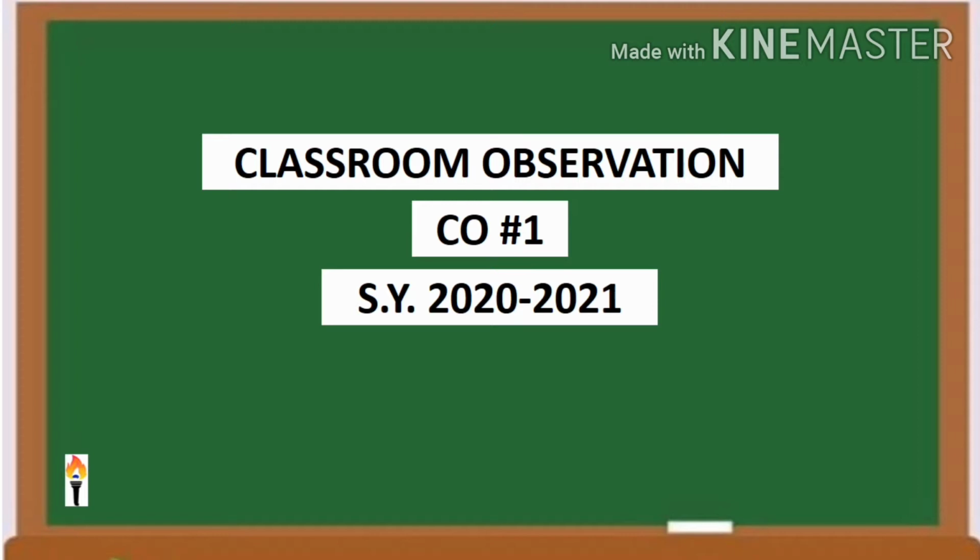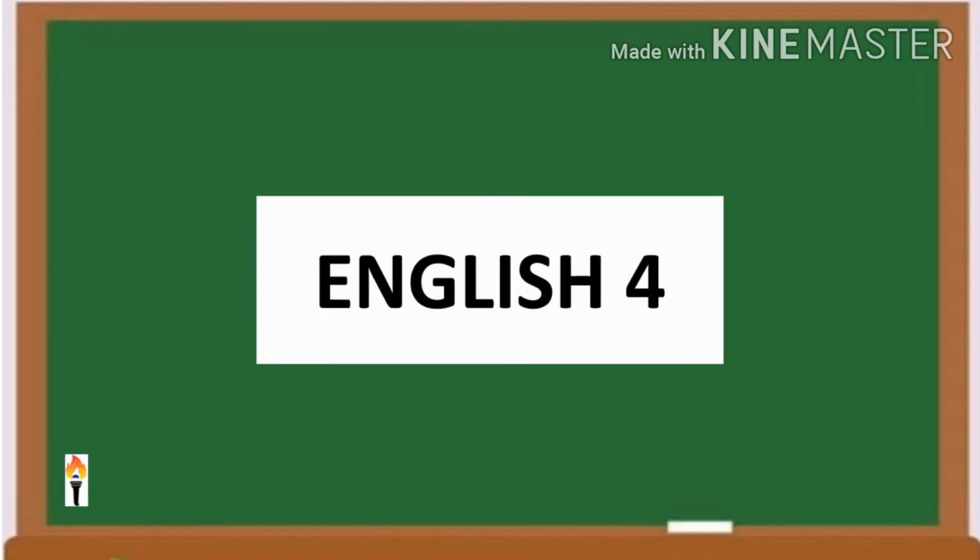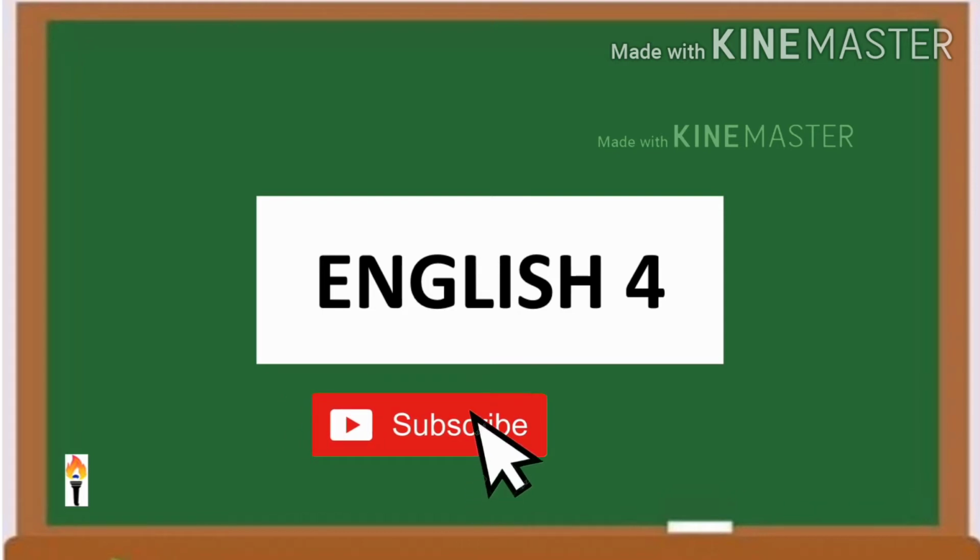So in this video, I will be showcasing to you my classroom observation number 1 for this school year 2020-2021. The subject is English 4 and the objective is use the correct degree of comparison of adjectives in sentences.